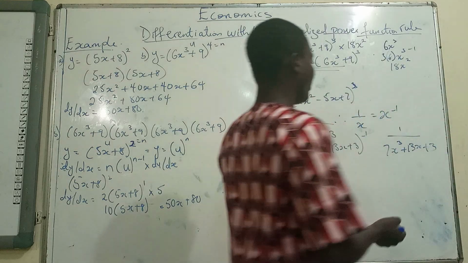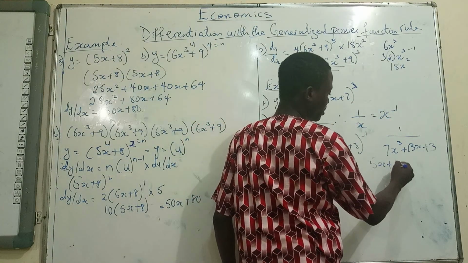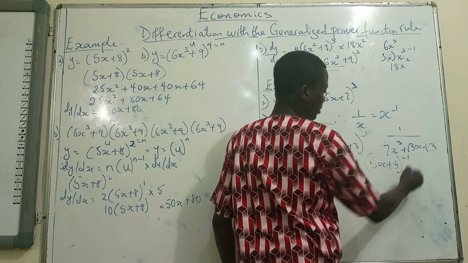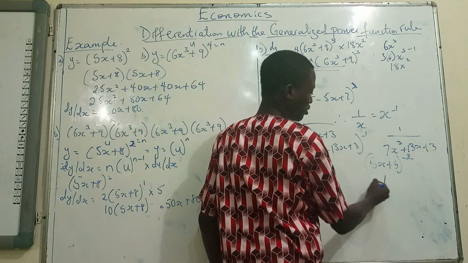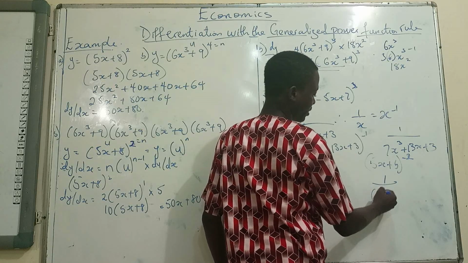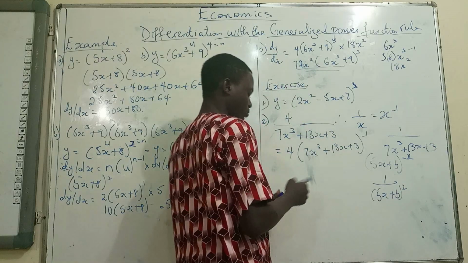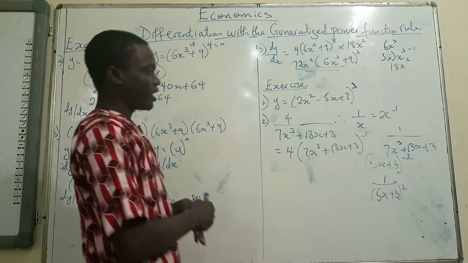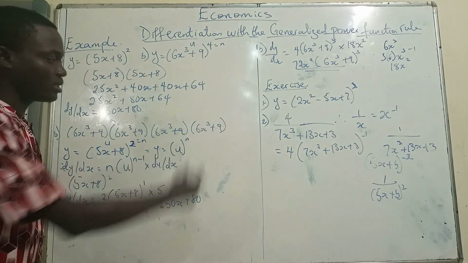So if you were to have 5x plus b like this, raised to power minus 1, or raised to power minus 2 rather, this is 1 over 5x plus b, then squared. In case you want to revise your indices and what have you, just revise it and you will see that these things are correct.